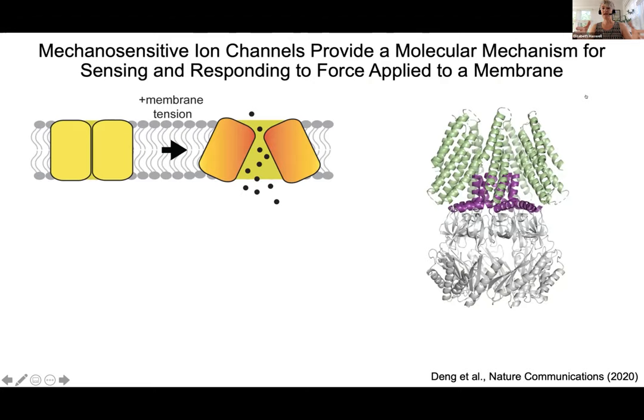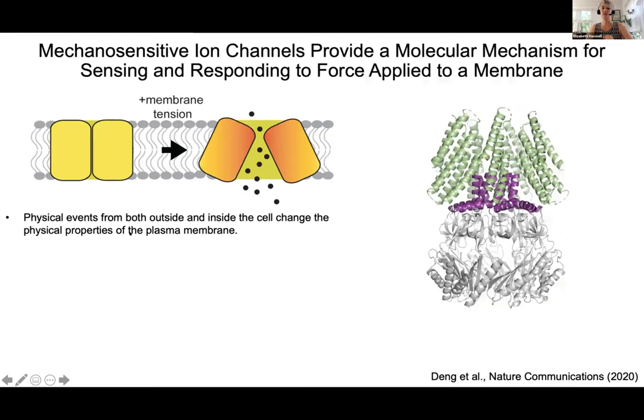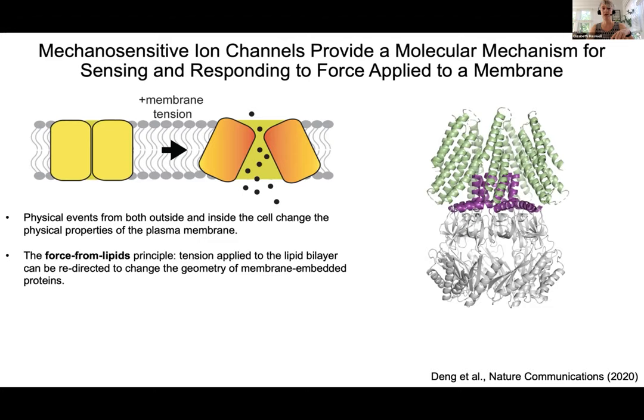So mechanosensitive ion channels provide a really beautiful and efficient molecular mechanism for sensing and responding to force applied to a membrane. As I've just described, physical events from both outside and inside the cell are capable of changing the physical properties of the plasma membrane, fluidity or tension. According to the force from lipids principle, tension, that is lateral tension applied to the lipid bilayer, can actually be redirected to change the geometry of membrane-embedded proteins, such as these ion channels. On the right, you can see a cryo-EM structure. I'm going to show you exactly how that works in a second.